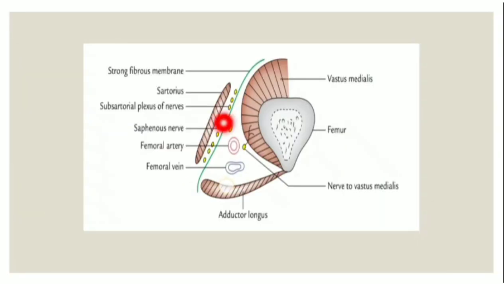So beneath the sartorius muscle, you will have a plexus of nerves. What happens is that some 4 to 5 nerves or 10 nerves become branches and join at a particular junction. That is what is called a plexus.